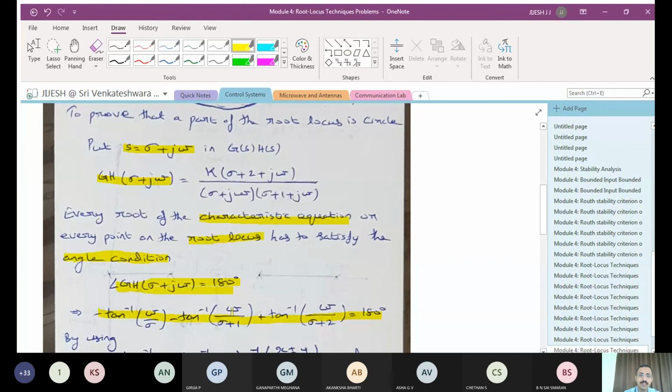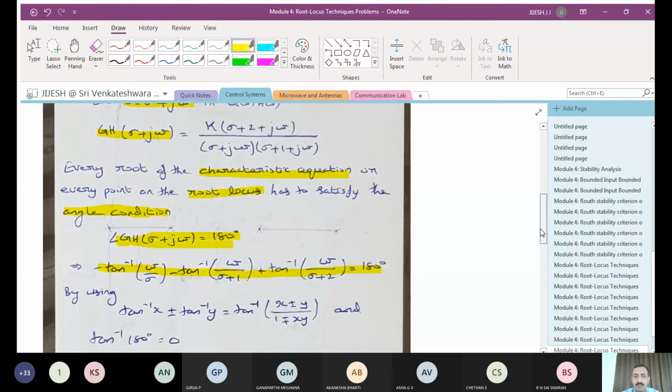So this is the condition to specify that it is a circle. We have to show that the angle of G of S, H of S is equal to 180 degrees, and also use the identity that tan inverse of x plus or minus tan inverse of y is the same as tan inverse of (x plus or minus y) by (1 minus or plus xy). All these things you have studied in mathematics, where you studied about the circle. So tan of 180 is equal to 0. So what does that indicate?